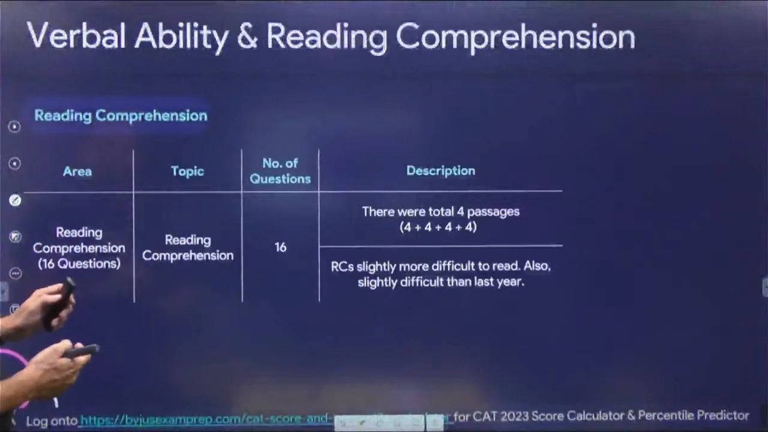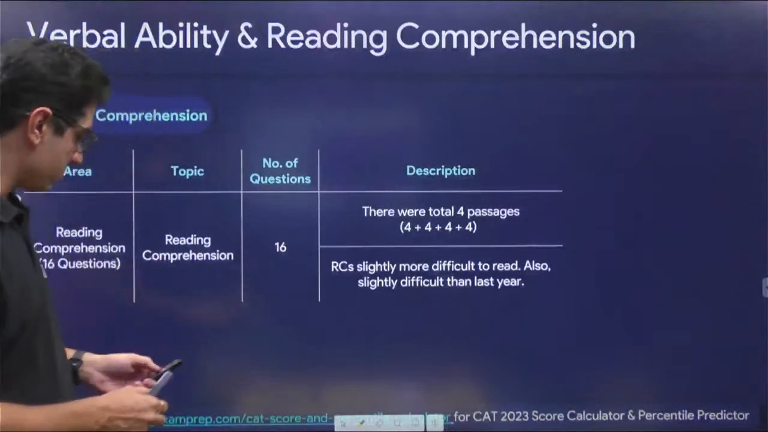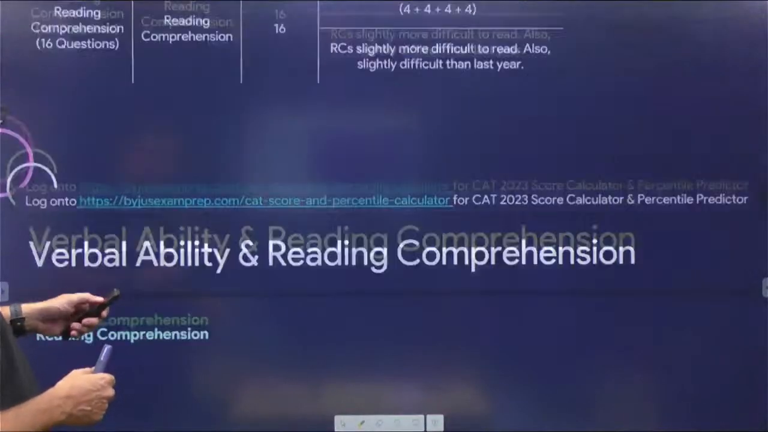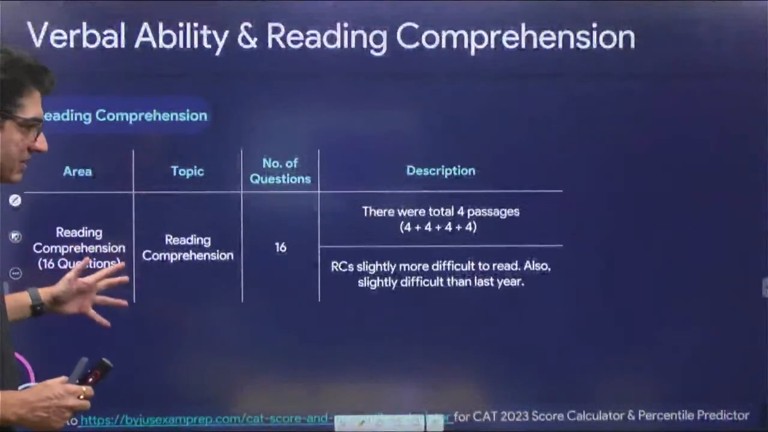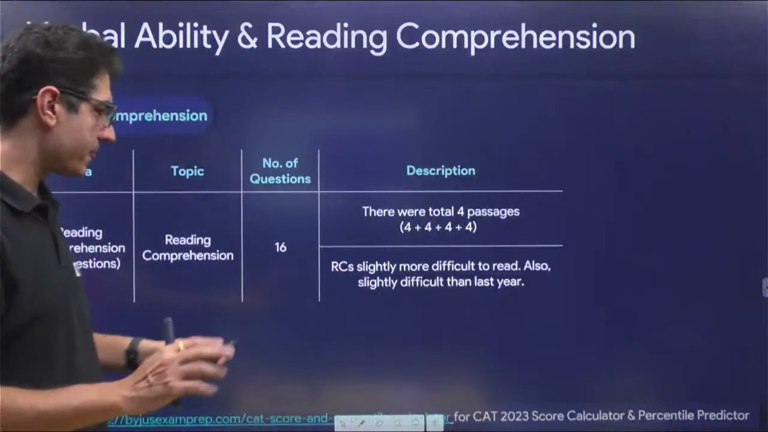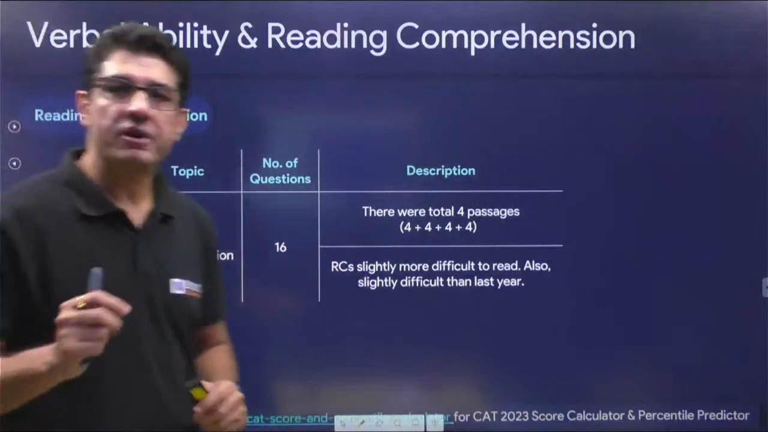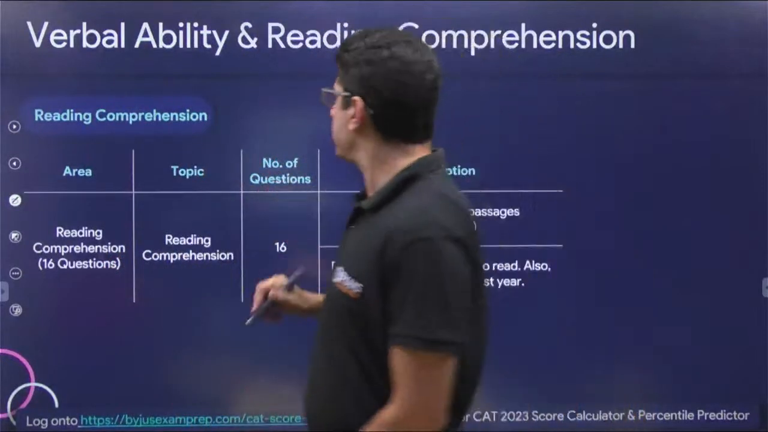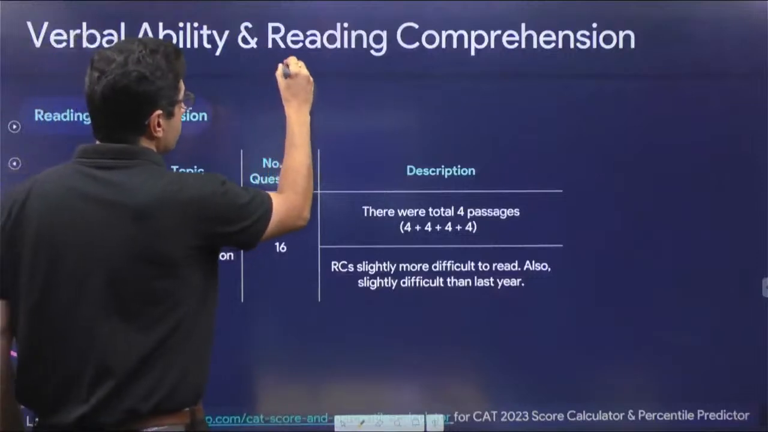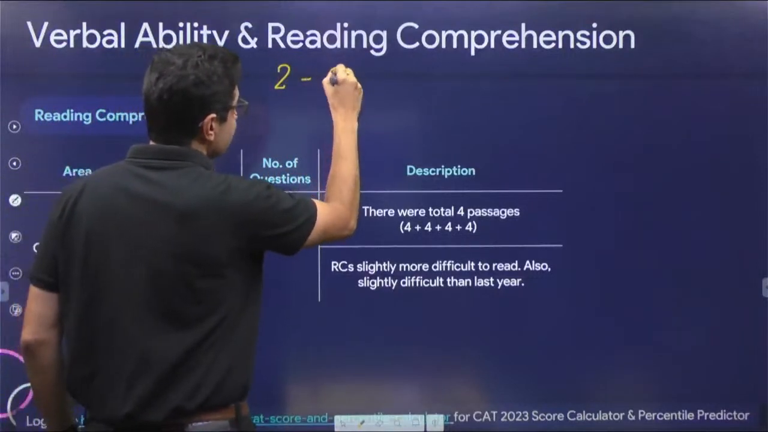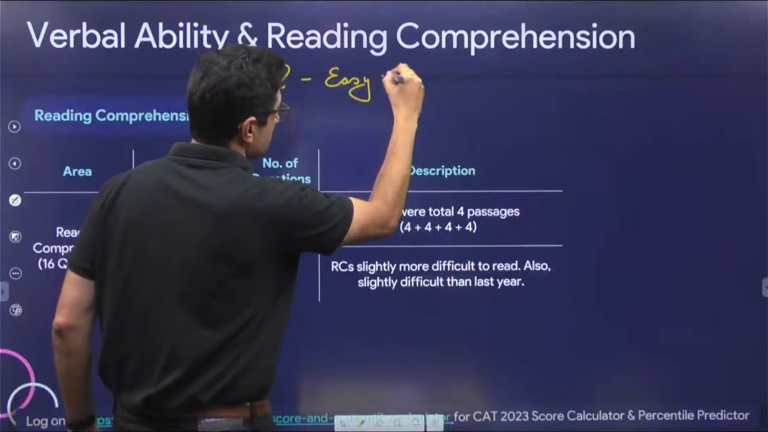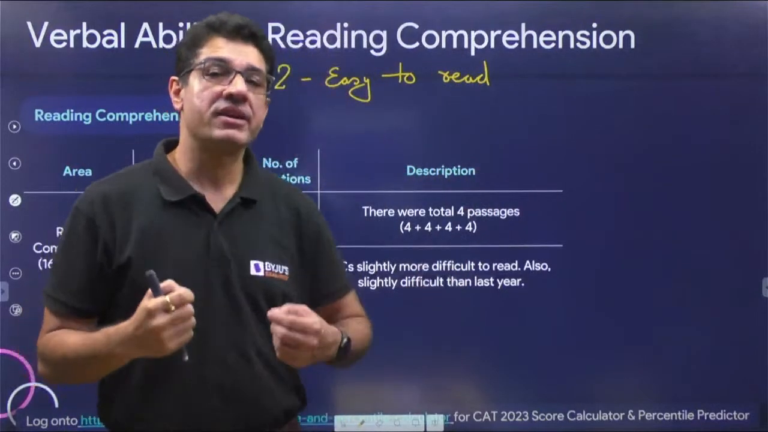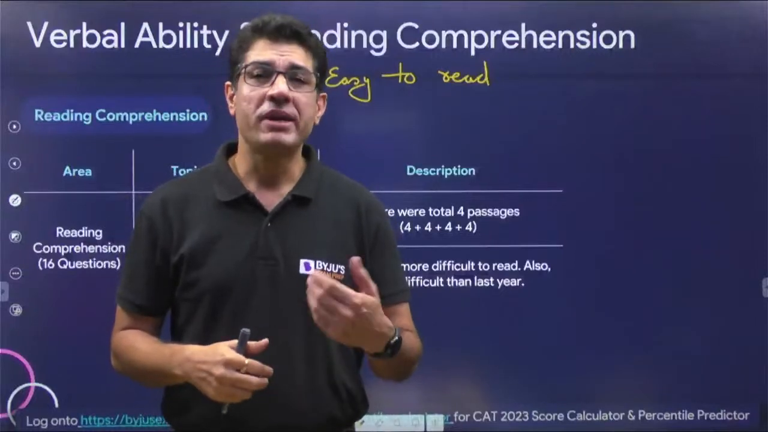Now, reading comprehension. Let me see if there is anything else on the next slide. All right, so let's go ahead and talk about this then. So 4 passages, 16 questions as usual. Now, if I look at the mega trends, out of these 4 passages, 2 were easy to read, because the subject matter that they dealt with was more mainstream.